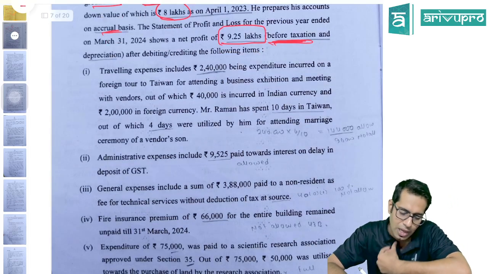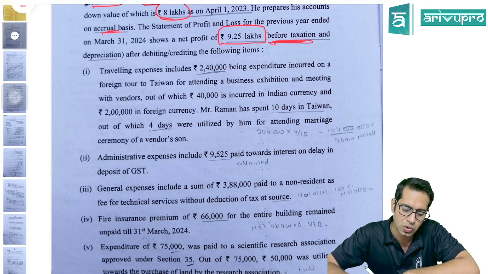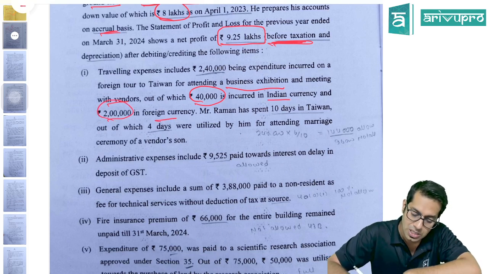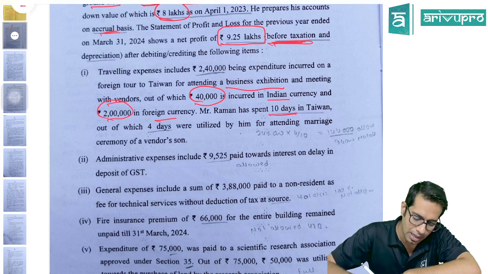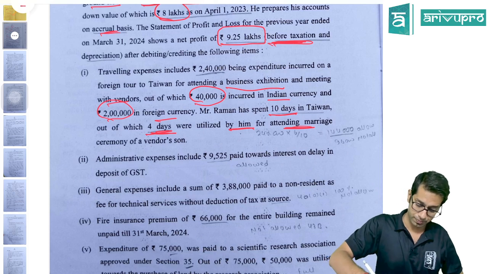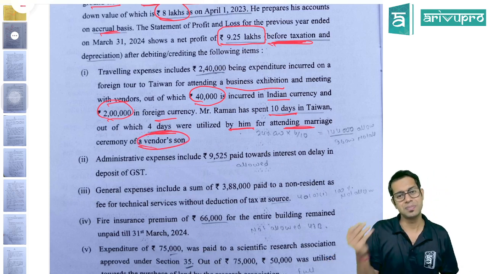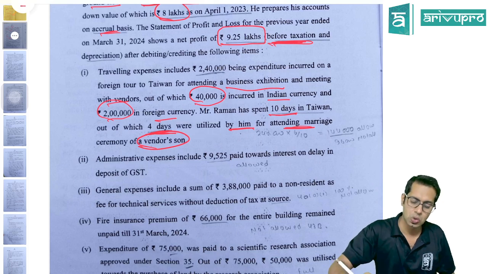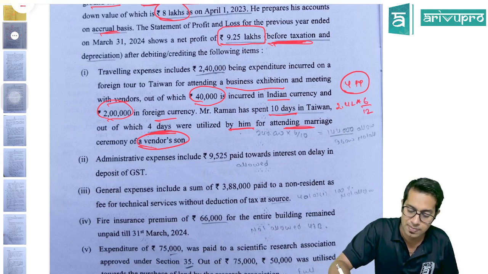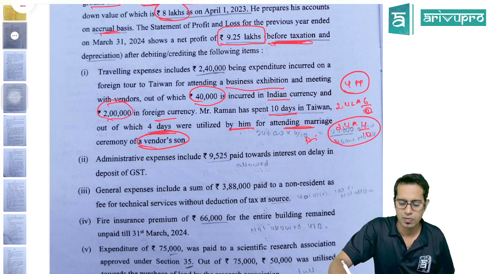Traveling expenses of 2,40,000 being expenditure incurred for foreign travel to Taiwan for attending a business exhibition and meeting vendors, out of which 40,000 was incurred in Indian rupees and 2 lakh rupees was incurred in foreign currency. Mr. Raman spent 10 days in Taiwan, out of which 4 days was utilized for attending a marriage. Oh, problem is there. If it is a vendor's son's marriage, it is not business related, correct? So out of 10 days, 4 days was for your personal purpose. So proportionately 2,40,000 into 6 by 10 will be allowed, and 2.4 lakhs into 4 by 10 will be disallowed.